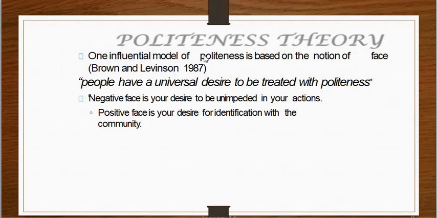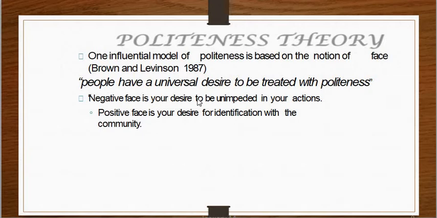An influential model of politeness is based on the notion of face, according to Brown and Levinson. They say that people have a universal desire to be treated with politeness. Definitely everyone wants to be treated well, with respect, right? So according to Brown and Levinson, people have a universal desire to be treated well, to be treated politely. They expect polite behavior from other people. So people have negative face and positive face.